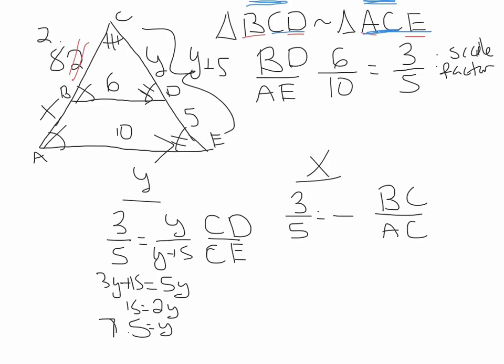So my ratio is going to start with 8 in the numerator, that's BC, this length, over the entire length of AC. And just like we found the length of CE here, I have 8 and x, so this is going to be 8 plus x.